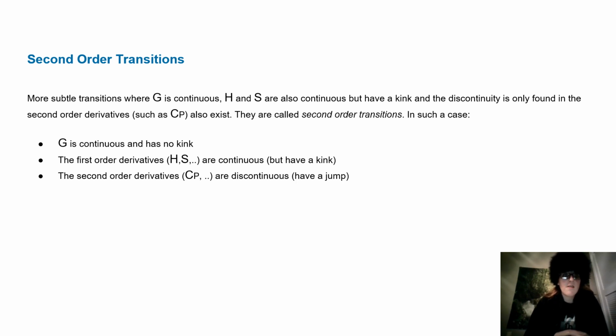In such a case, G is continuous and has no kink. First-order derivatives, H, S, etc. are continuous but have a kink. The second-order derivatives, C_p, etc. are discontinuous, have a jump.